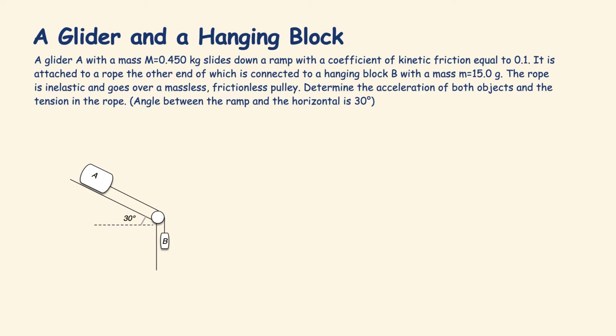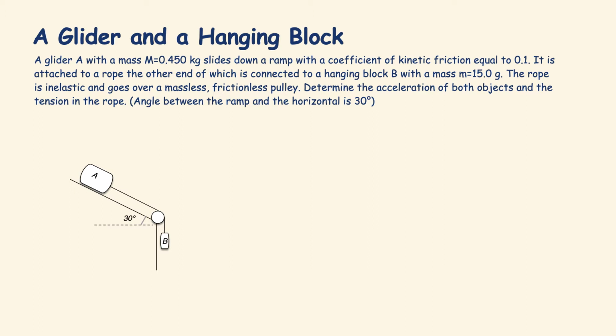The ramp makes an angle with the horizontal of 30 degrees. The glider A is attached to a rope, the other end of which is connected to a hanging block B with a mass of 15 grams. The rope is inelastic, of course, and goes over a massless and frictionless pulley. The question here will be to determine the acceleration of both objects and the tension in the rope.